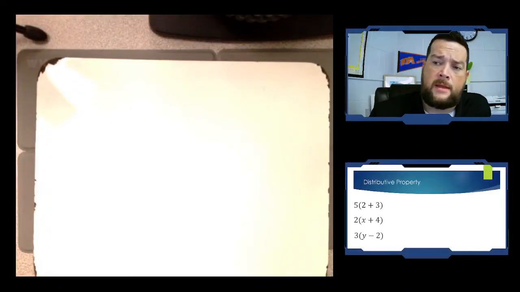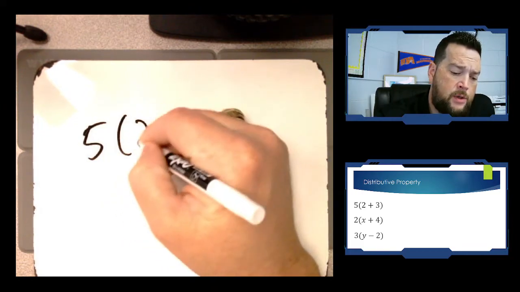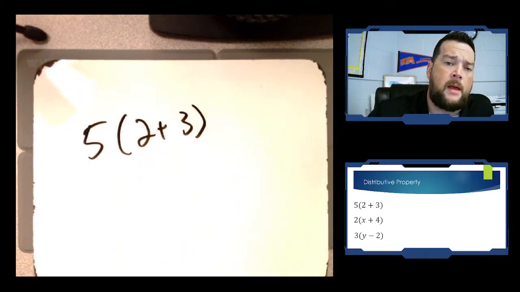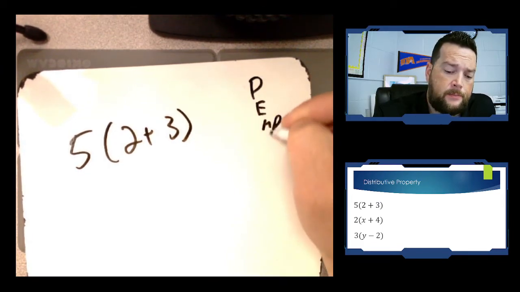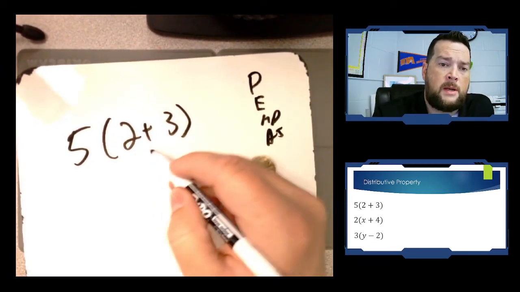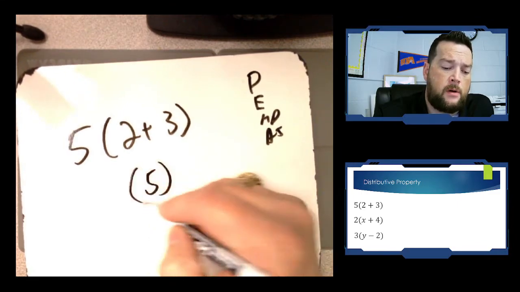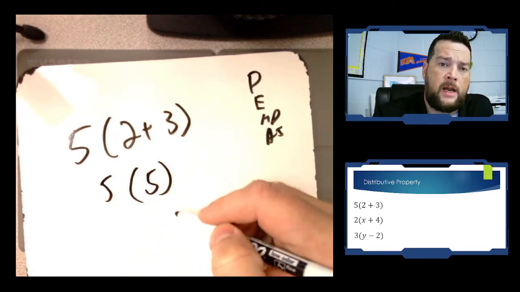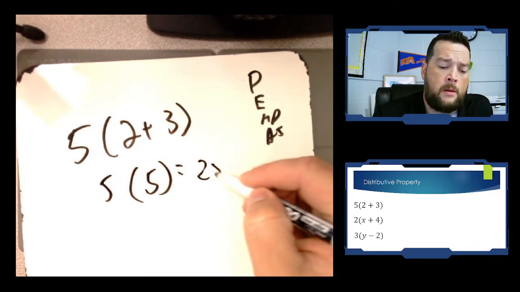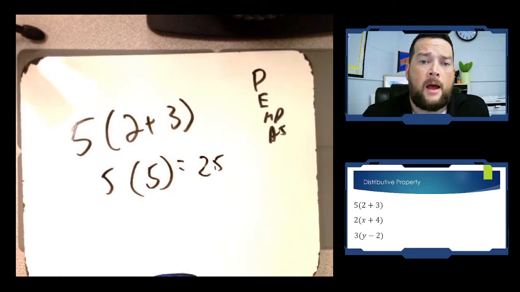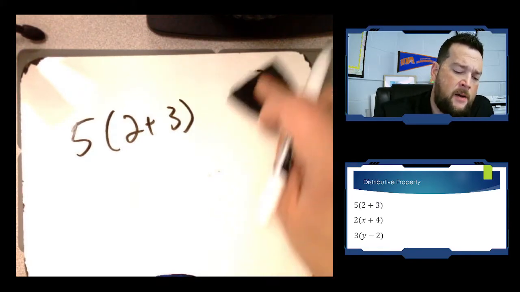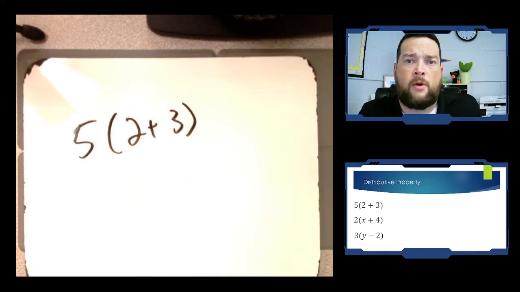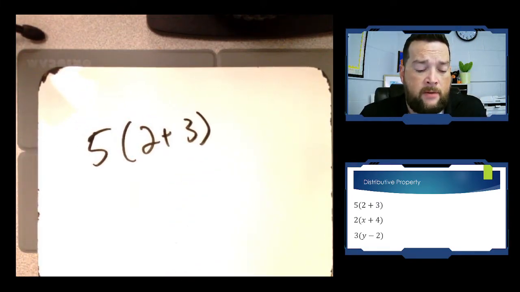I'm going to rewrite that. I got 5 times (2 plus 3). Now, if we were applying PEMDAS, we would simplify the parentheses first. 2 plus 3 is 5. Bring down what we haven't touched yet, and then we would go ahead and do the multiplication. The answer to that is going to be 25. But let's apply it differently. Let's use the distributive property here, and let's just understand this first.